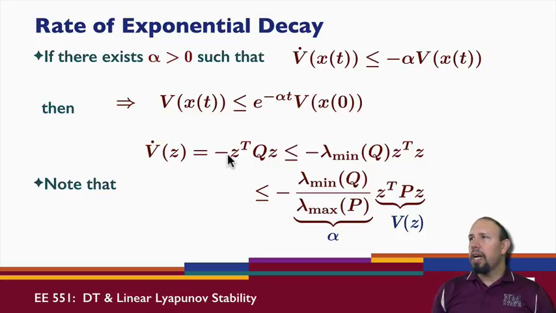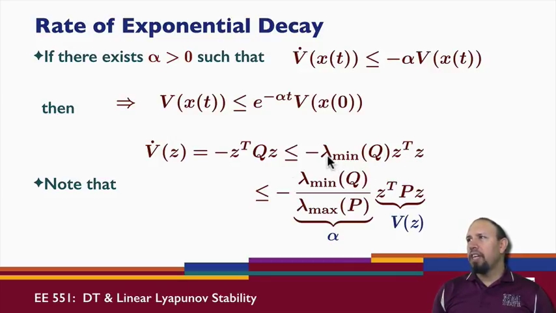V dot of x is equal to minus x transpose Q x. So I just put z in here as a placeholder: minus z transpose Q z. This quantity, in terms of the function z, is less than or equal to the smallest singular value of Q times the norm of z. We can go through and actually prove this inequality.